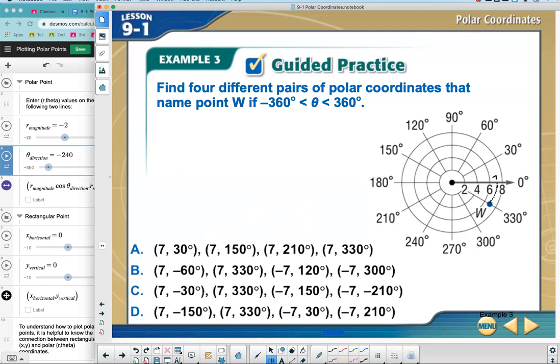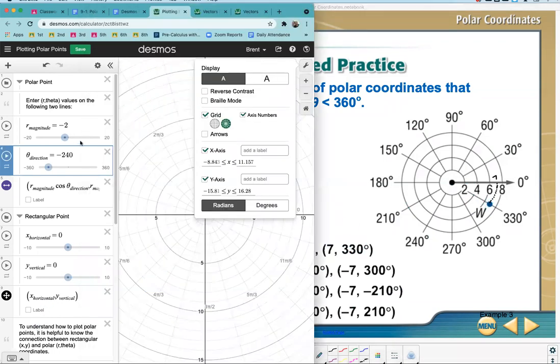DOL number 3. You can use the guess and check technique using the calculator by checking values. If you plug in this one and this one and this one and this one, just see which one plots in the right spot. And whichever one's correct, all 4 answer choices should be represented by that point W there. If you use my Desmos calculator, the plotting one.